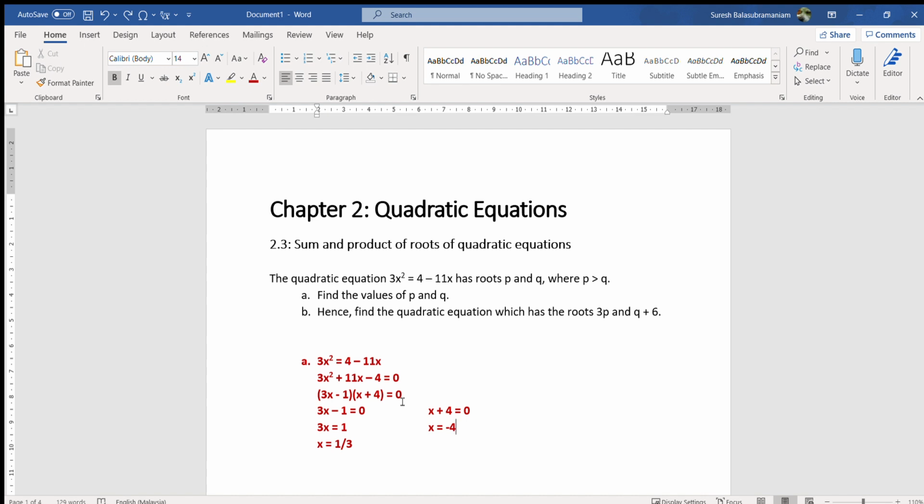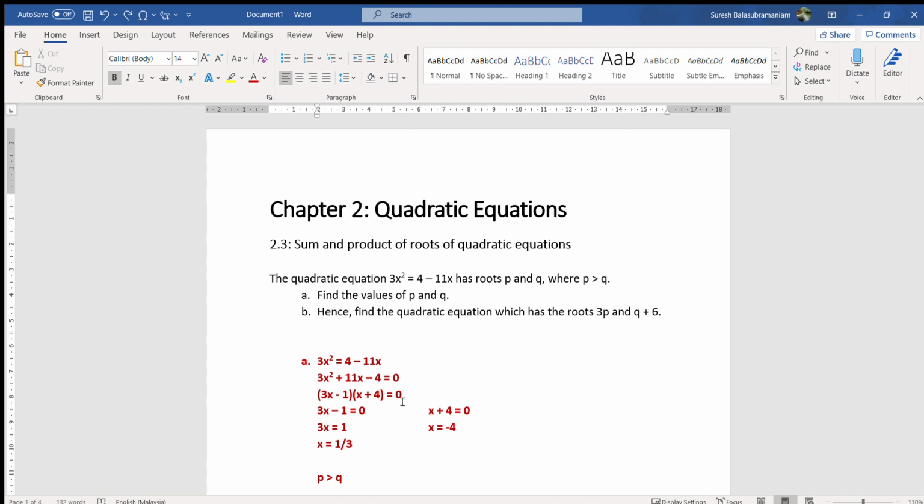But that is not what the question wants. The question says the roots are p and q. P is more than q, and we need to find the values of p and q. That means we need to identify which one of these roots is p and which one is q. So I will write down the inequality given in the question. P is more than q.